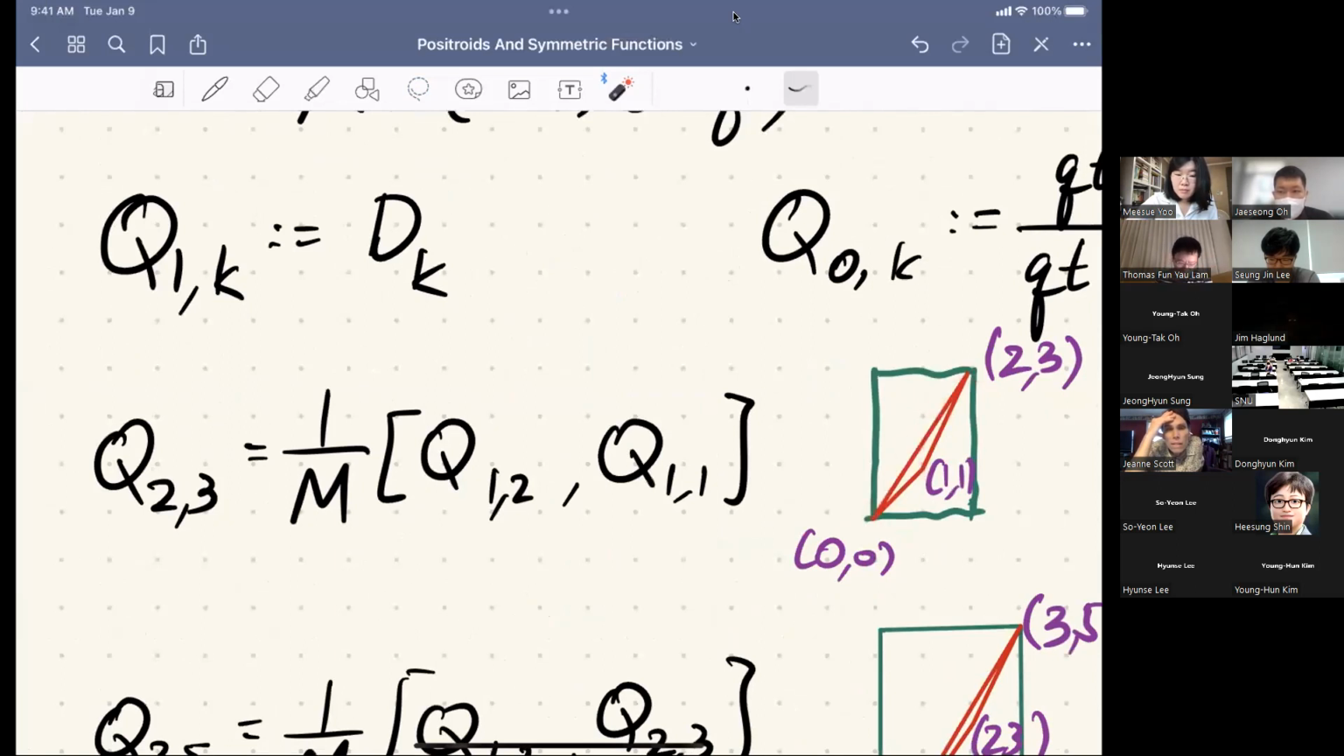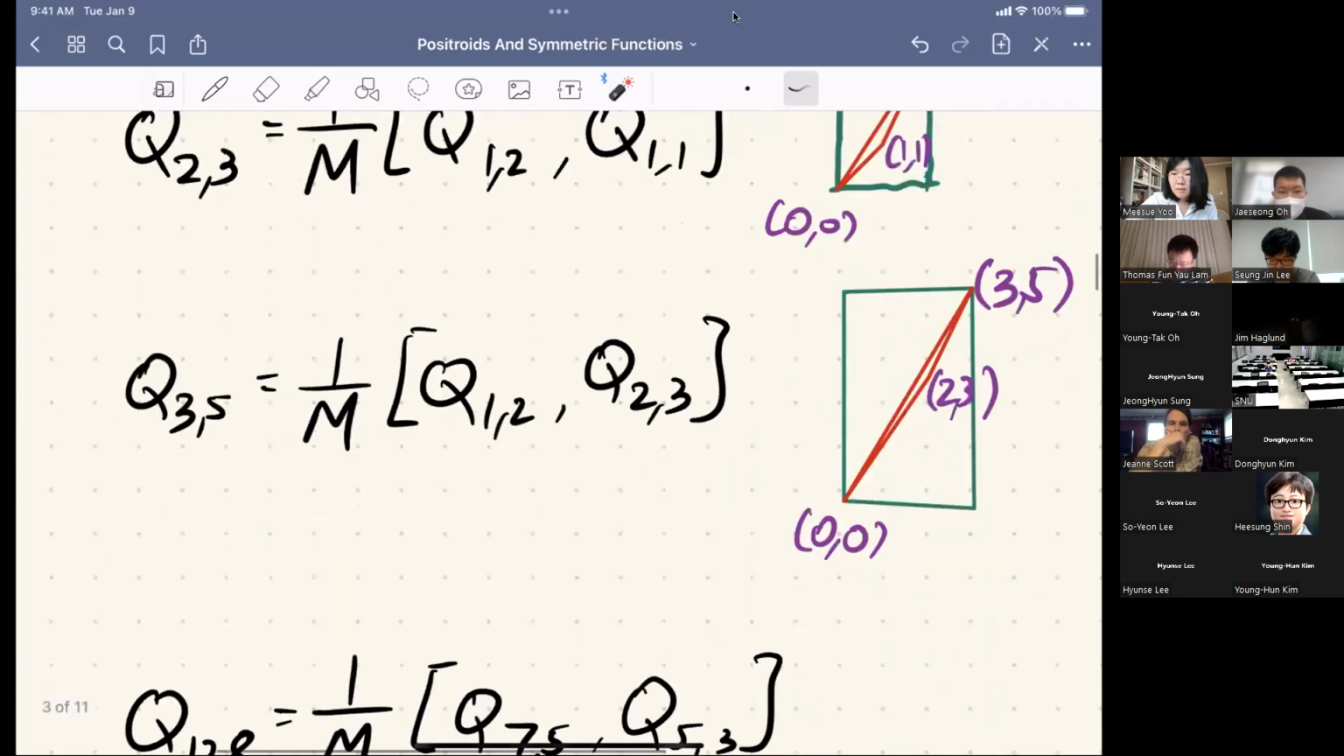And then Q23 is given by the commutator of 2 other operators, which are kind of smaller. It's given by the commutator of Q sub this vector and Q sub this vector. And there's a 1 over m, so some scalar in front.